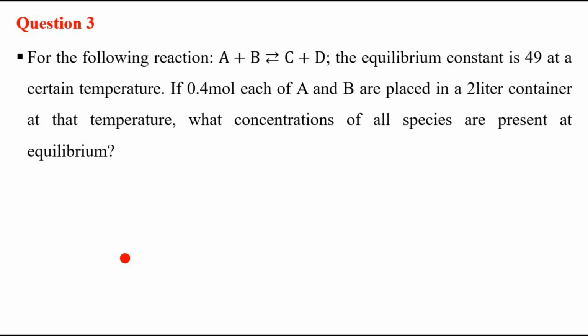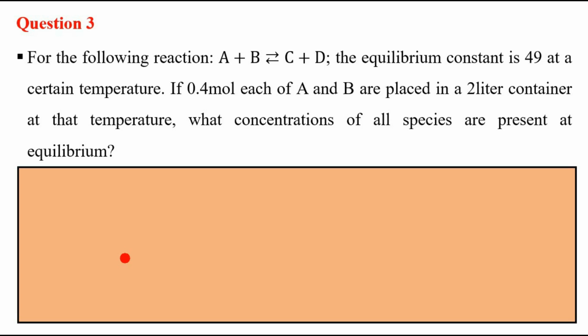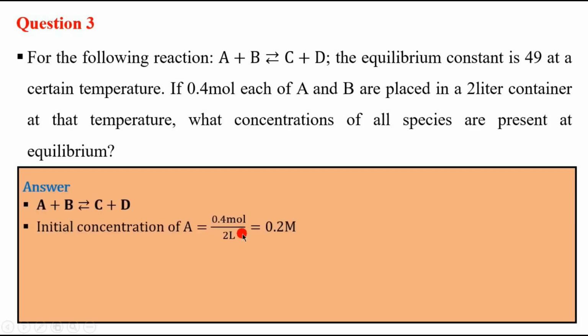So we use the initial, change, equilibrium table. Let's see the equation that we have: A plus B, which gives C plus D. We have the initial concentration, because here we have 0.4 mole of each of A and B. That means we divide by the volume that was given, which is 2 liters. So the initial concentration of A is equal to 0.4 divided by 2 liters, and the initial concentration of B is also equal to 0.4 divided by 2 liters.